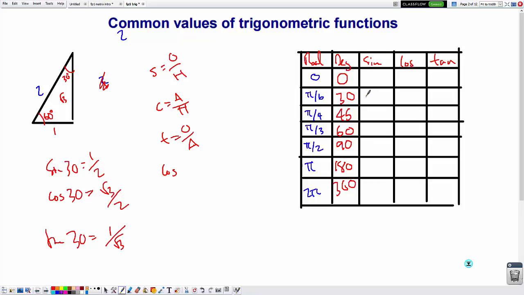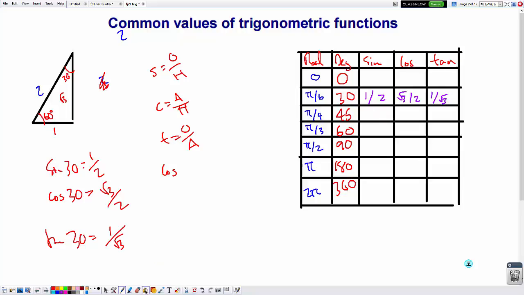Okay, so sine of 30 is a half. Cos of 30 is root 3 over 2. And tan of 30 is 1 over root 3, which you can, of course, rationalize. That'll be just root 3 over 3. It doesn't matter how you write it right now, though often you'll see it as root 3 over 3. Okay, so done with 30.